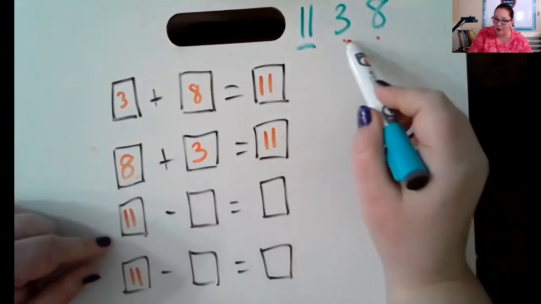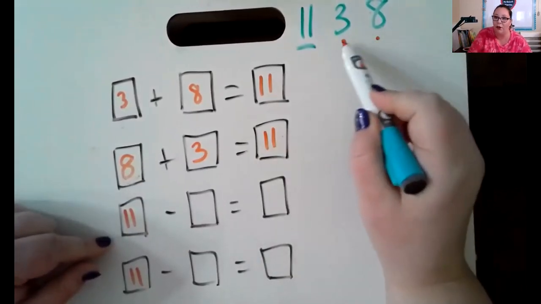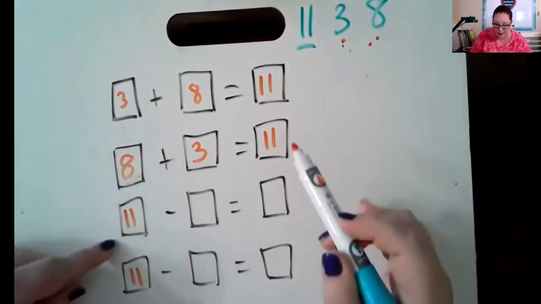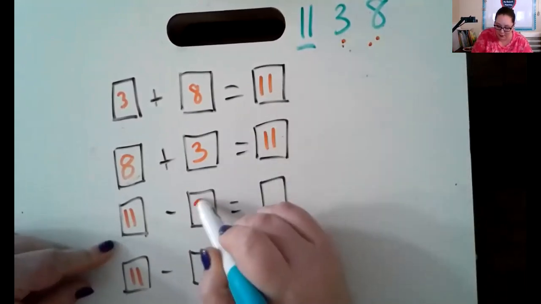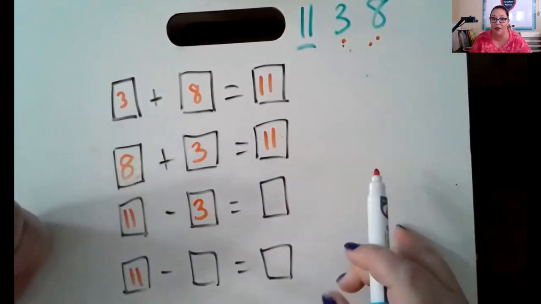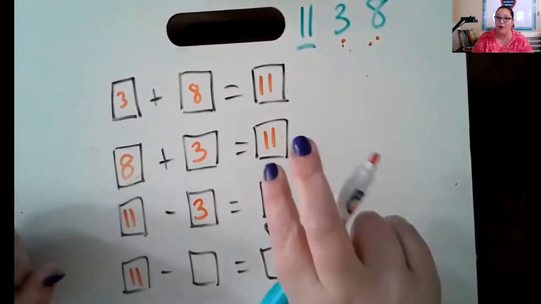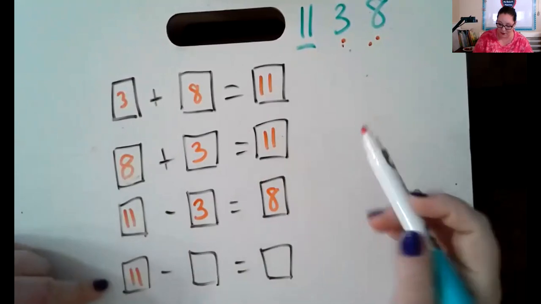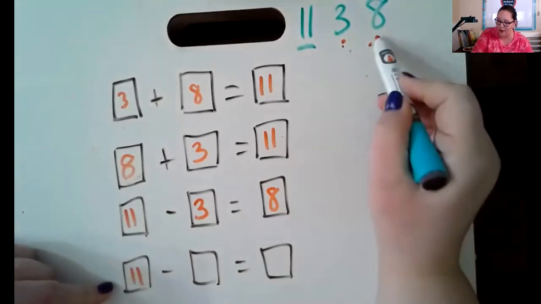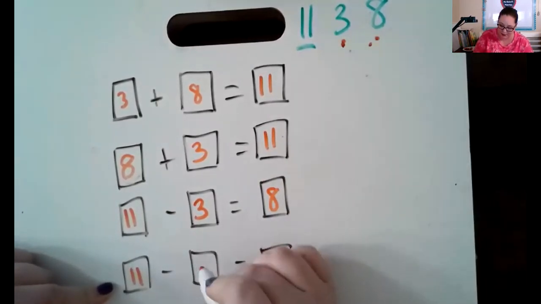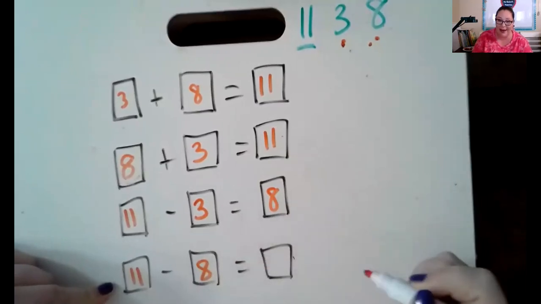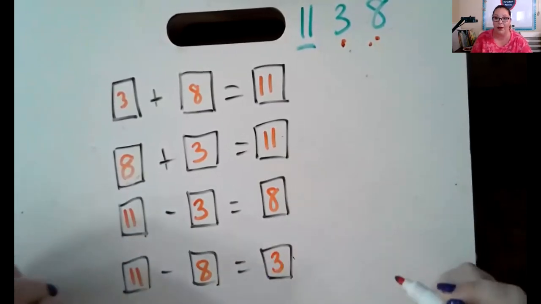And then we're also going to do the same thing. We're going to drop these down. 11 minus 3. What is 11 minus 3? It is 8. And we're going to flip those factors around. So 11 minus 8 equals 3.